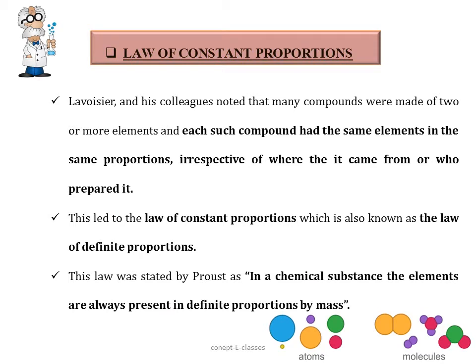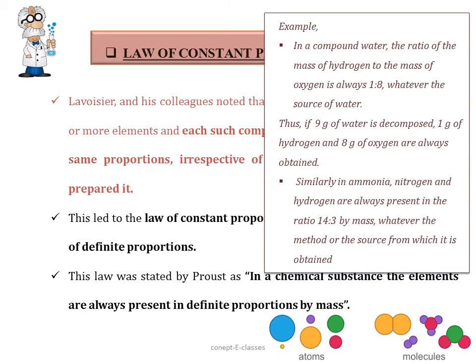Now let's see the law of constant proportion. Lavoisier and his colleagues noted that many compounds were made up of two or more elements, and each such compound had the same elements in the same proportion, irrespective of where it came from or who prepared it. Say, for example, the compound water. Here the compound water is made up of two elements, which are hydrogen and oxygen.